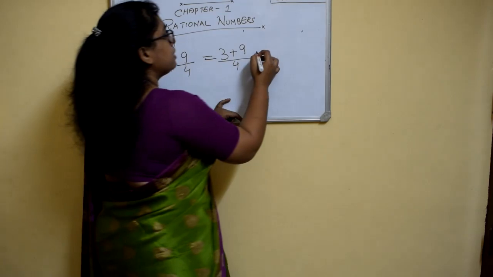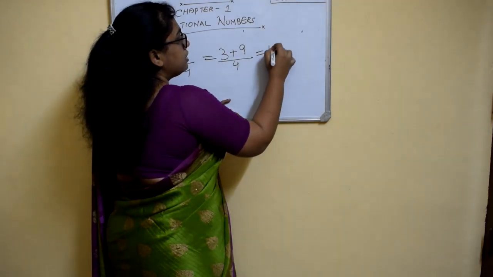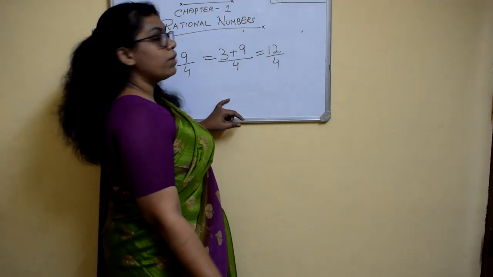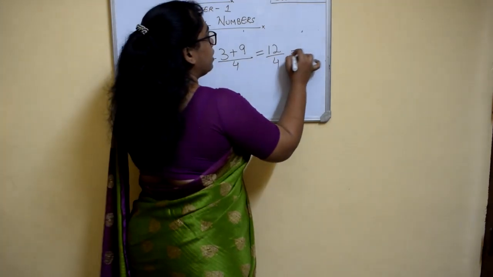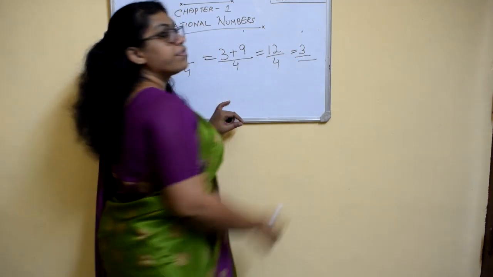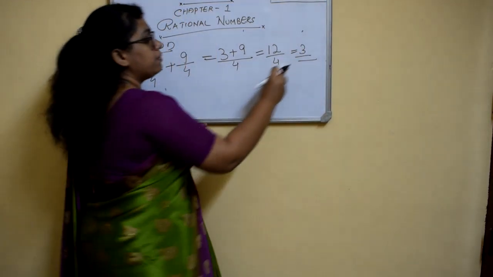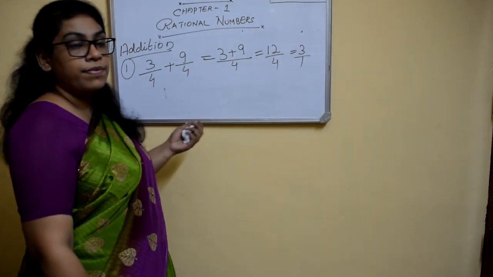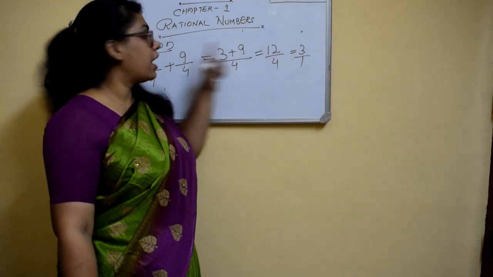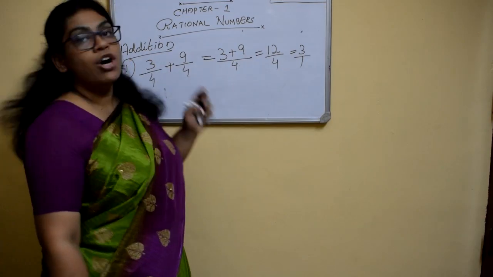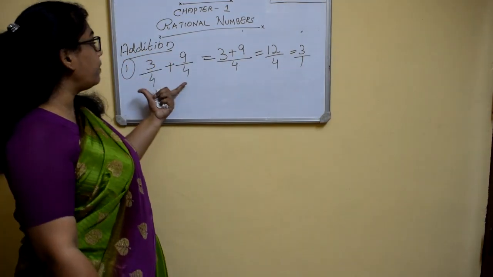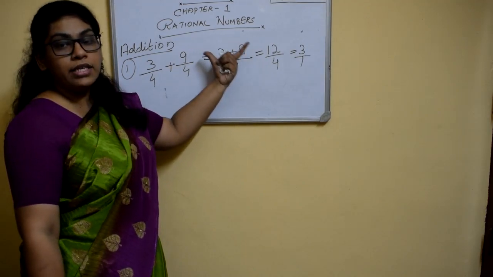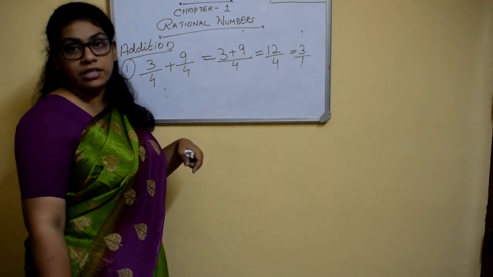What is 3 plus 9? 3 plus 9 is 12 by 4. What is 12 by 4? That is 3. The answer is 3, which means 3 by 1, that is 3. So 3 by 1 is the answer. Here, if the denominators are the same, we add the numerators and keep the same denominator.